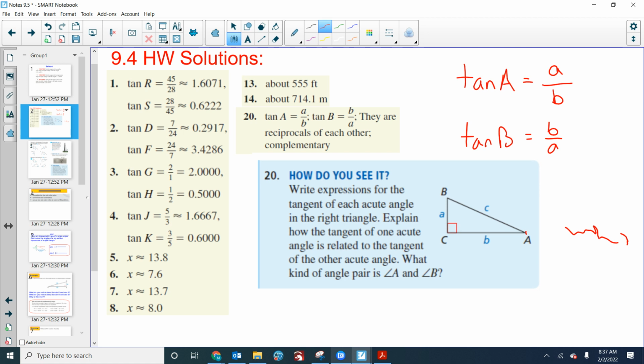All right. What kind of angle pair is A and B? We talked about that too. Complementary. And then, Paige, you asked about 14, was it? Yeah.